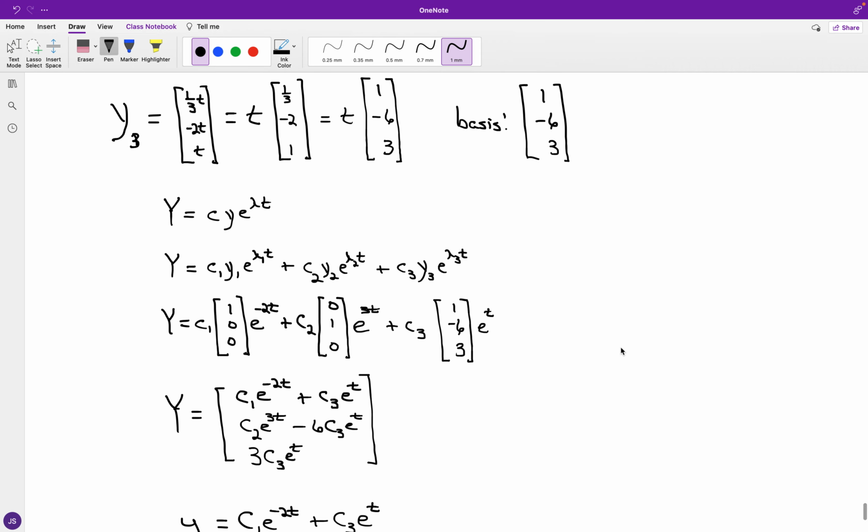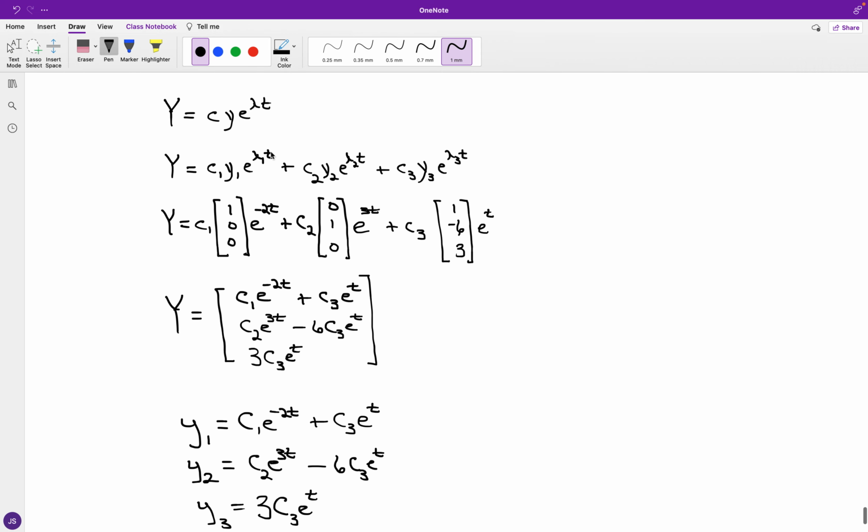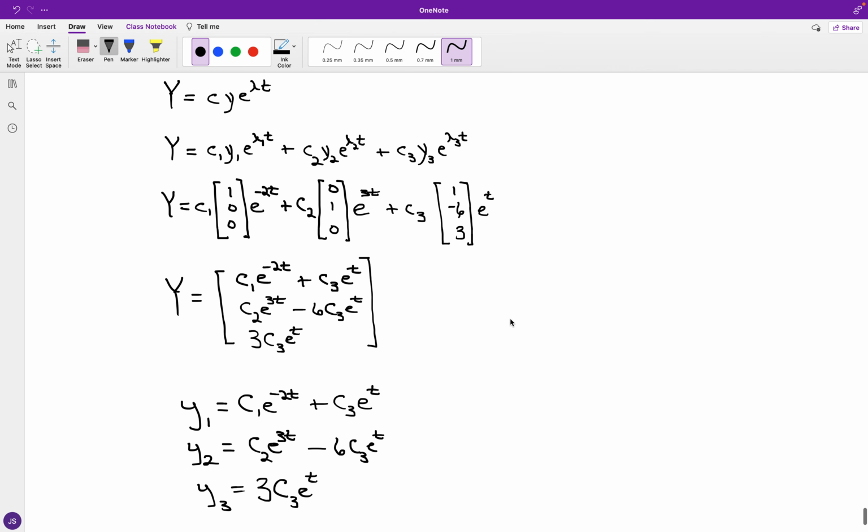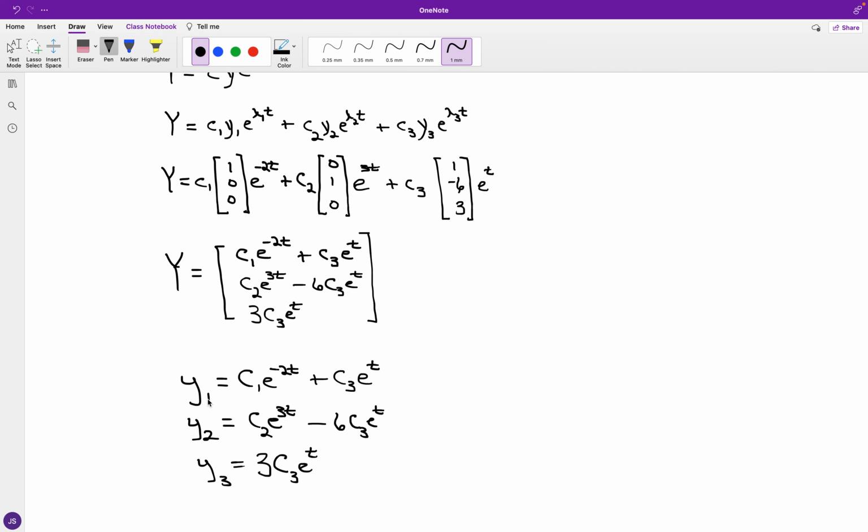And for the solution system, for the sum of c_i v_i e to the lambda_i t, breaking this up, for the first part we have c sub 1 times the basis of the first eigenvector times e to the first eigenvalue times t. For the next, we have c sub 2, the second eigenvector basis, times e to the 3t, since 3 is the second eigenvalue. And we have plus c sub 3 times the third eigenvector basis times e to the t, since lambda sub 3 is 1.